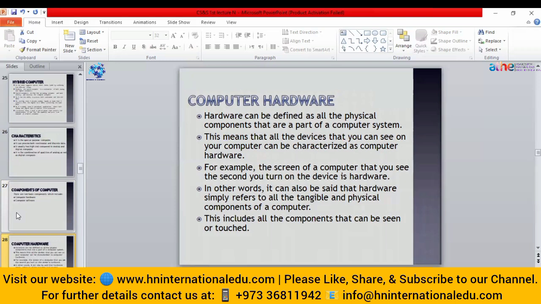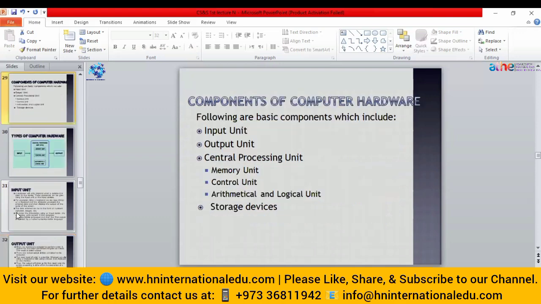As we are seeing our output on the computer screen, that is also a type of computer hardware. So in other words, hardware simply refers to all the tangible and physical components of the computer. This includes all the components that we can see or touch. The hardware also has subcategories, of which we have four. These are the categories of the computer hardware: input unit, output unit, central processing unit, and the storage devices.